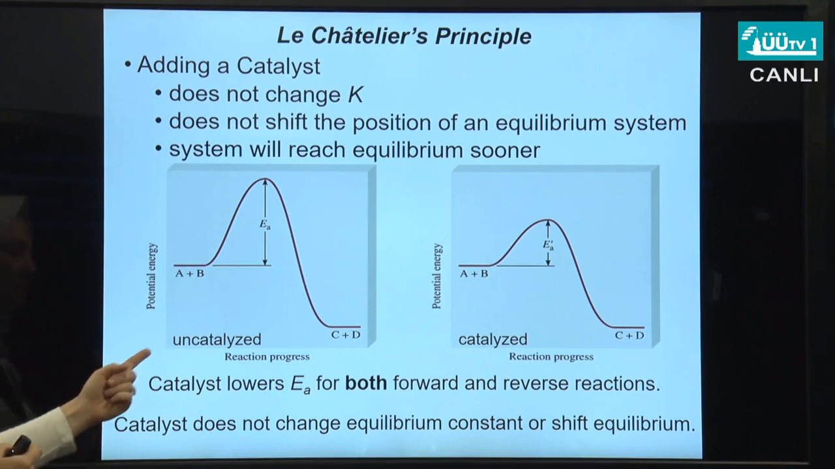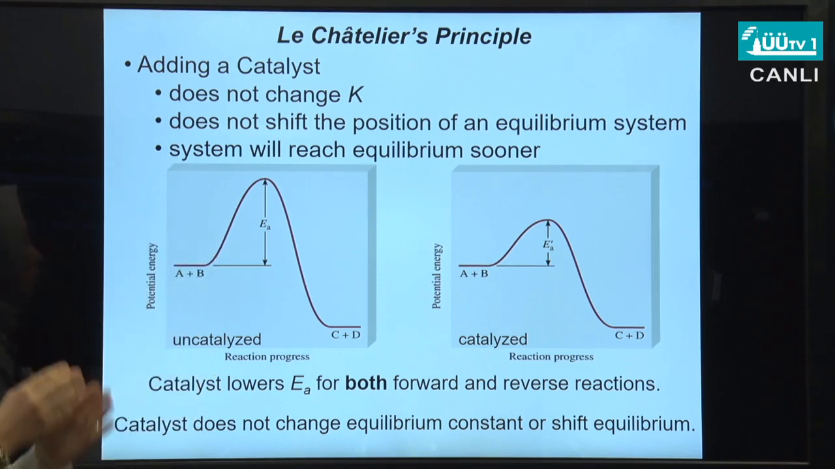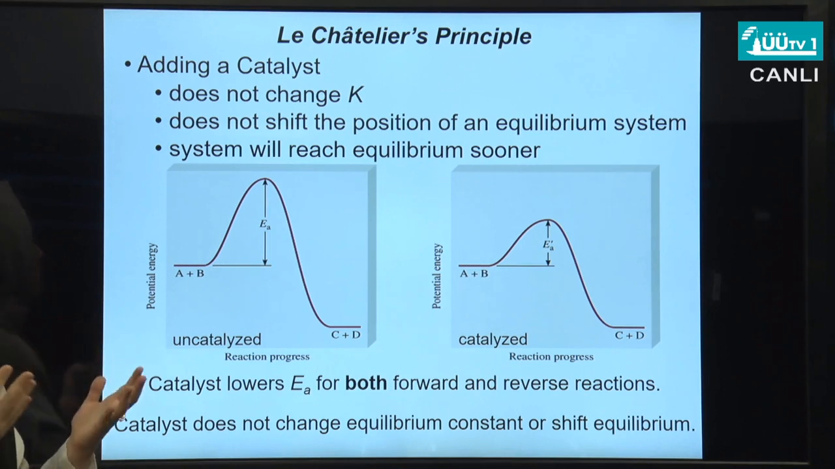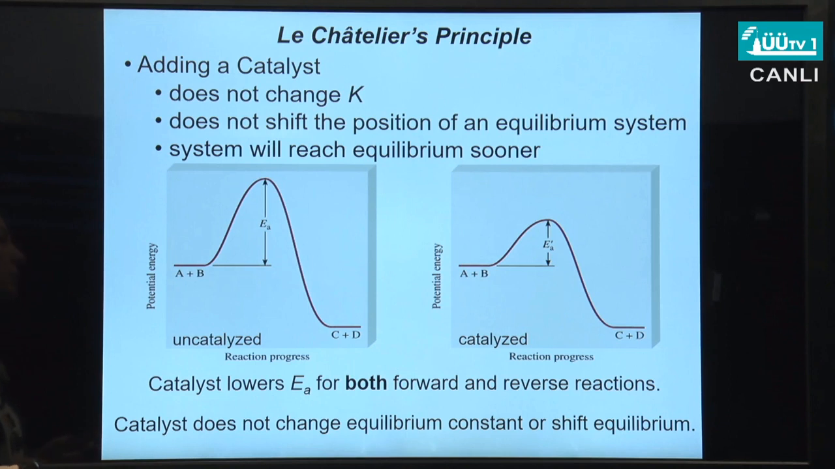A catalyst lowers the activation energy of both forward and reverse reactions, as you know. As a result, the ratio of them will cause no change. It won't have an effect on the equilibrium constant, nor on the shift of equilibrium.